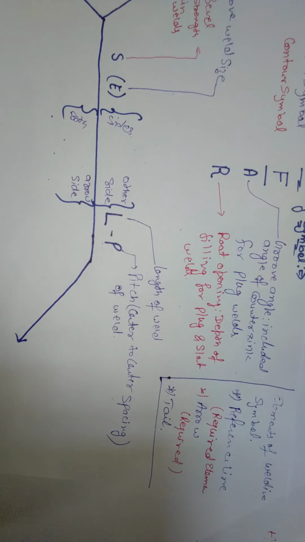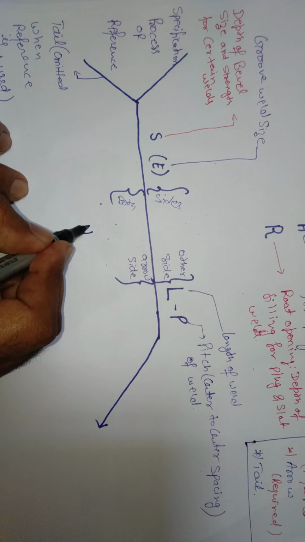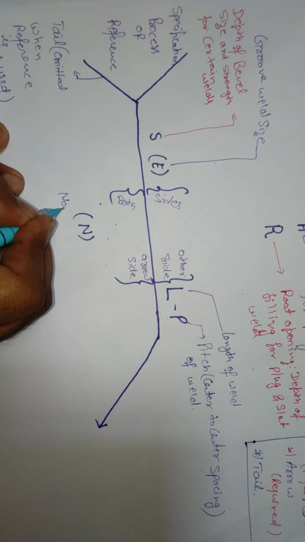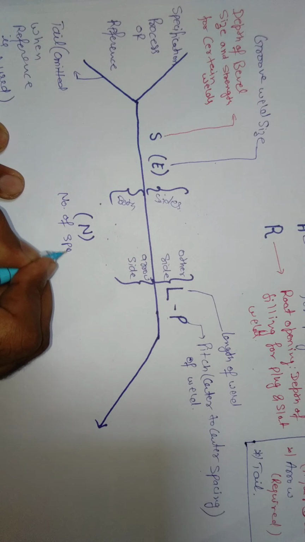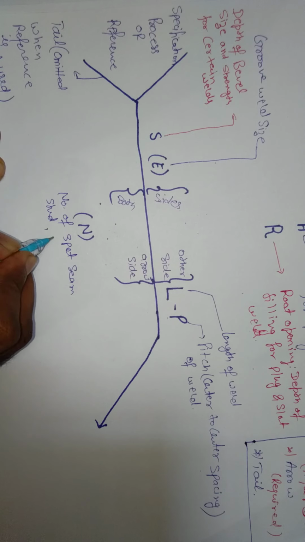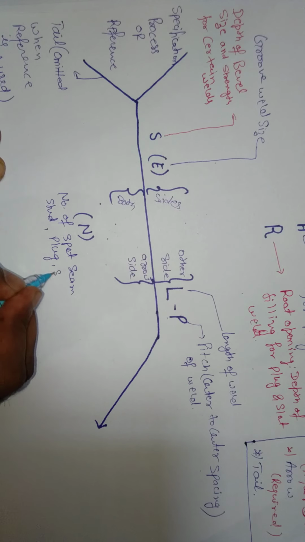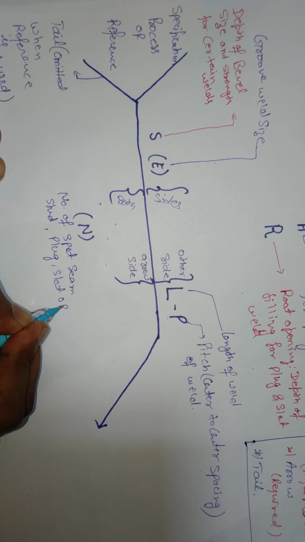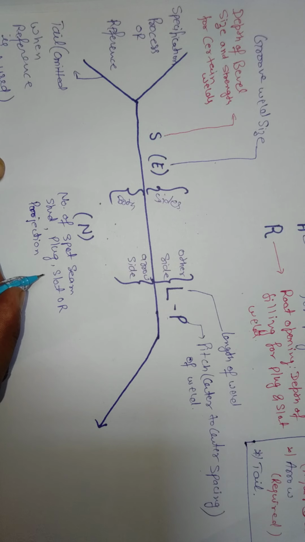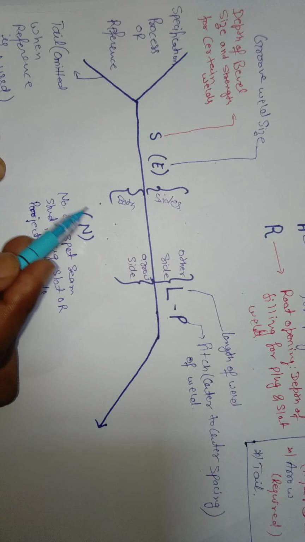Now the next is N. N stands for number, quantity. Number of spot, seam, stud, plug, slot or projection welds means quantity, and N stands for quantity.